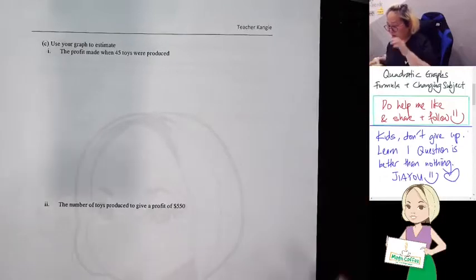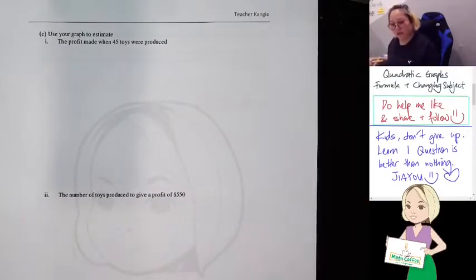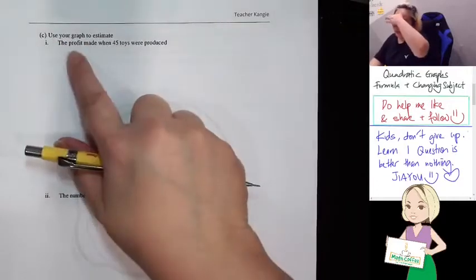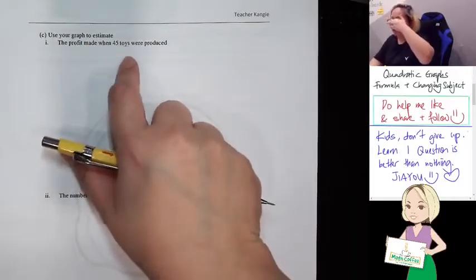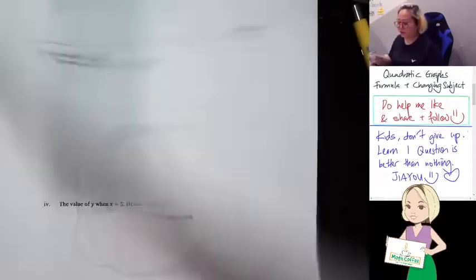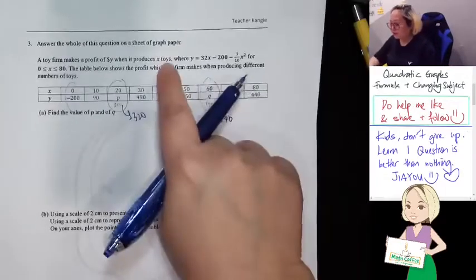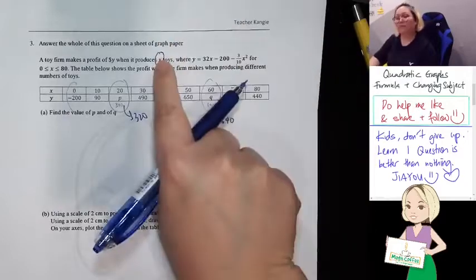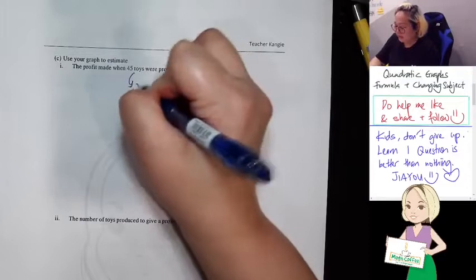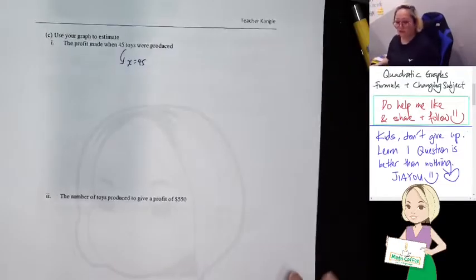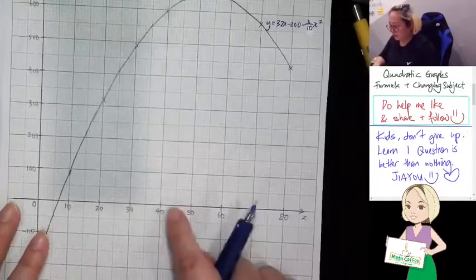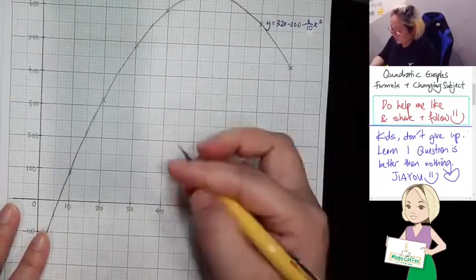I'm not doing any discriminant now. Okay, use your graph to estimate the profit made when 45 toys were produced. So if you recall in front, the question did mention that toys is using x. So when they say 45 toys, they are saying x is equal to 45. So it means that you go to your graph, go and find x equals 45, which is over here.